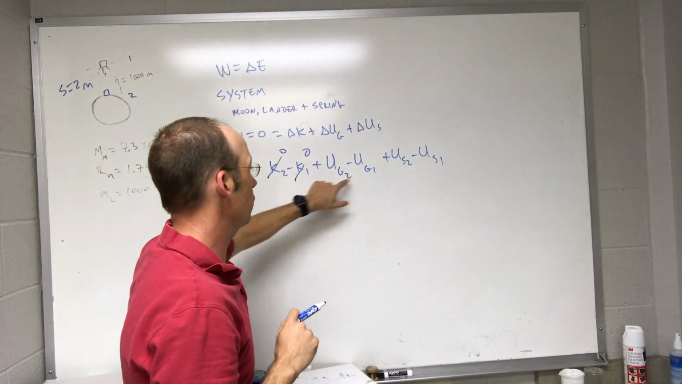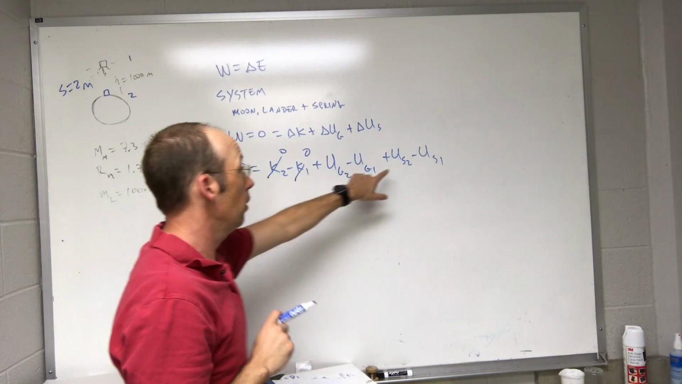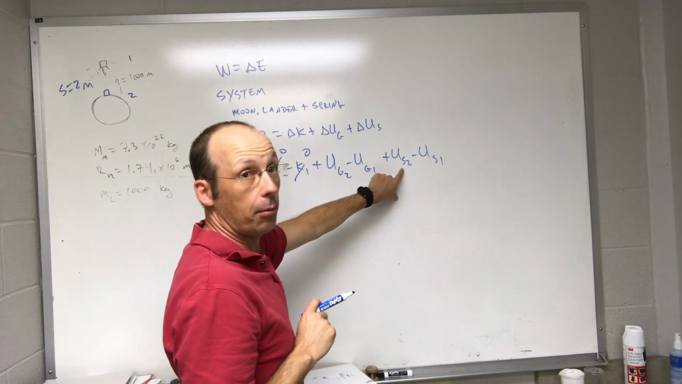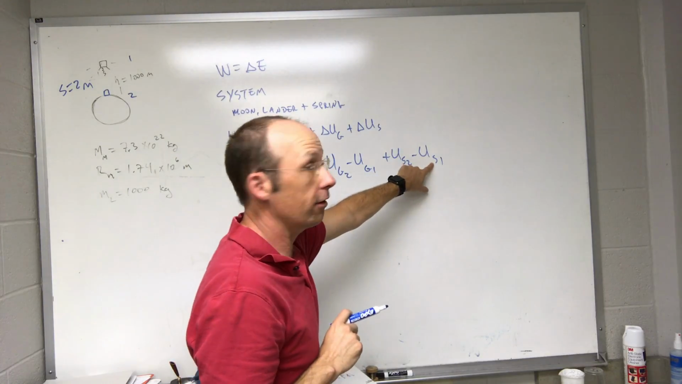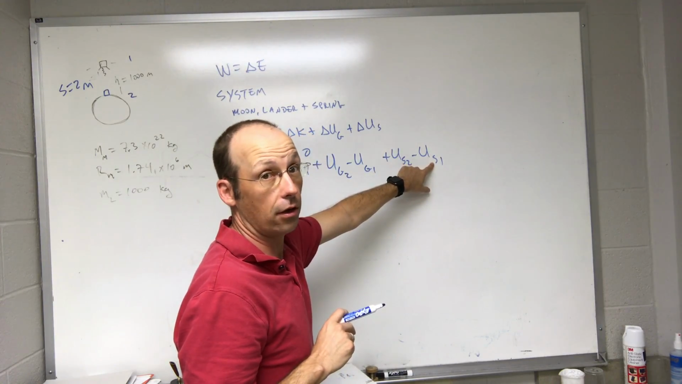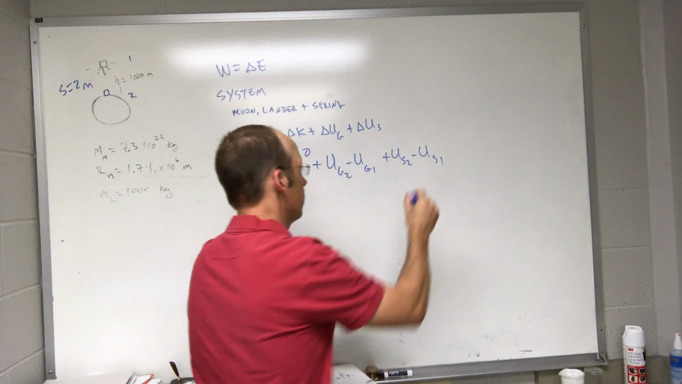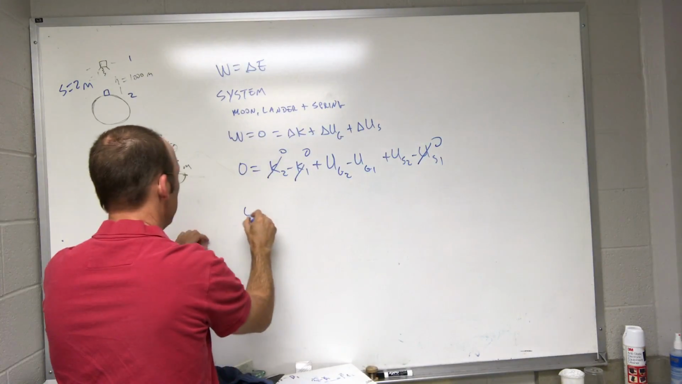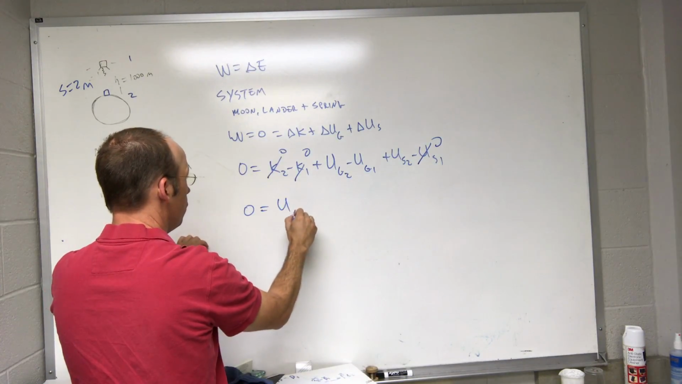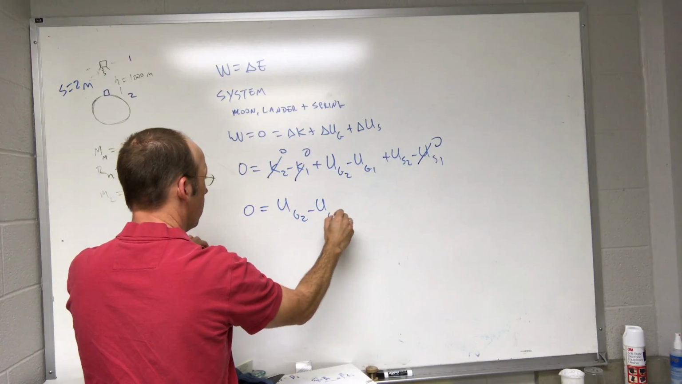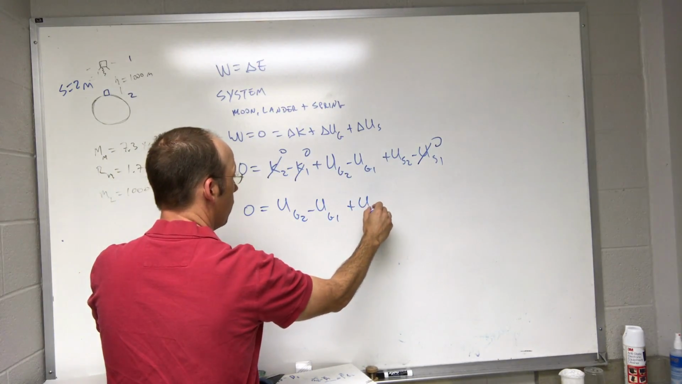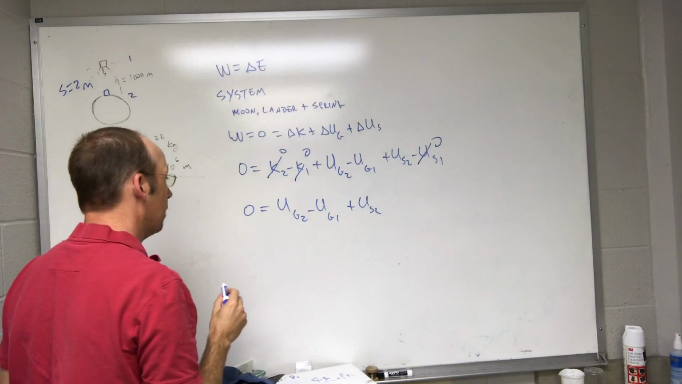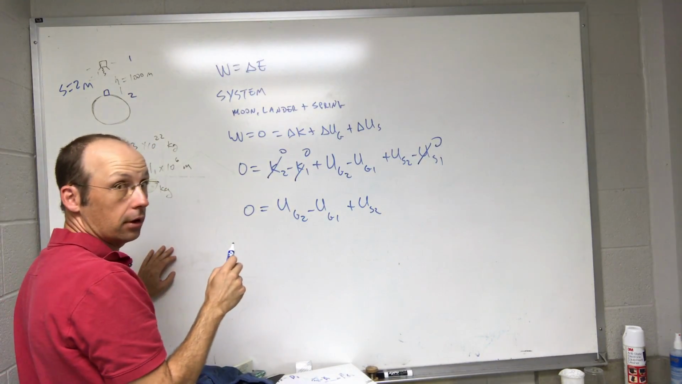This is going to have potential in both cases, so I'm not going to let that go. Here, it's going to end up with spring potential energy, but it starts off and the spring's not compressed or stretched at all. So this is going to be 0. So now I have 0 equals UG2 minus UG1 plus US2. So now I can put in my values for the potentials and then solve for it.